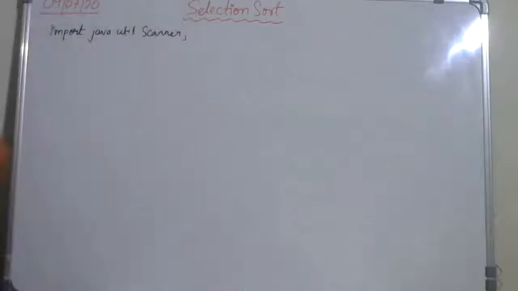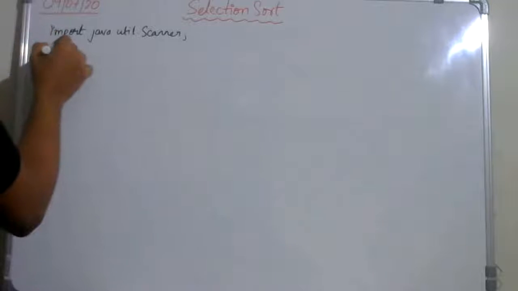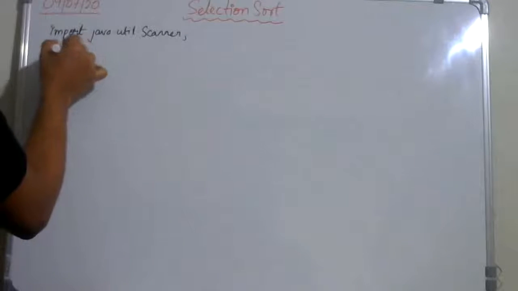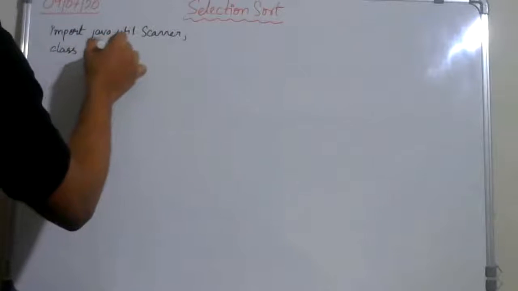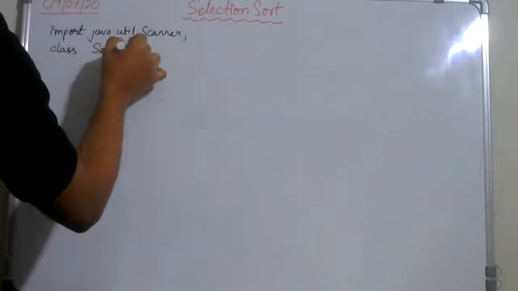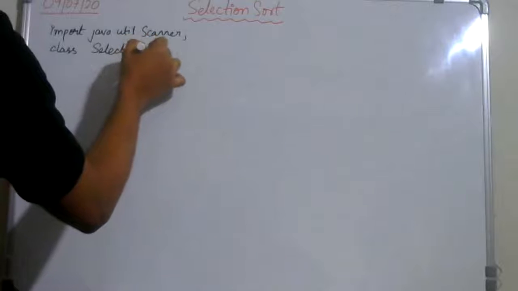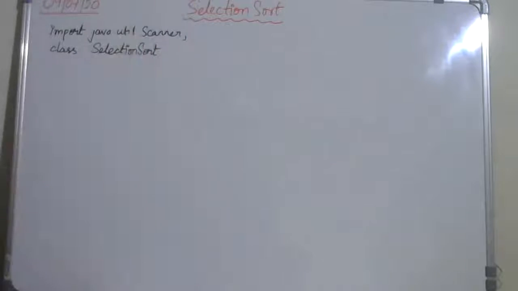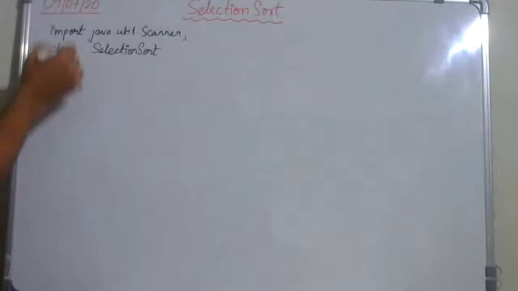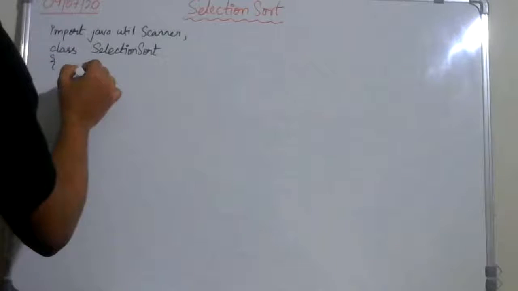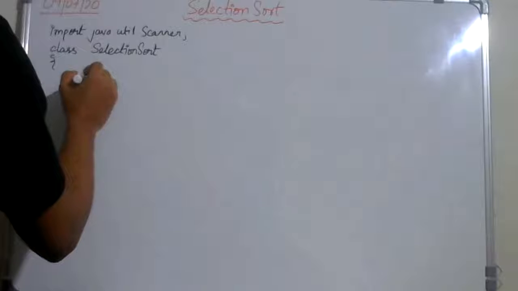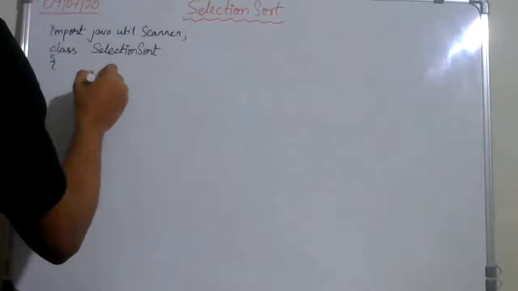This beginning part of the program is pretty basic. Next we have the class keyword and the class name. Let's call the class SelectionSort. We have the opening braces of the class. Inside we'll define an array. Let's say we want to work with an array of size 10. So we will define an array of size 10.